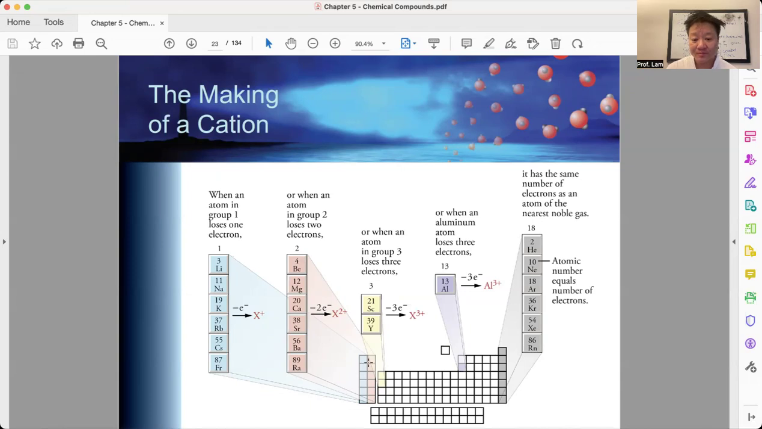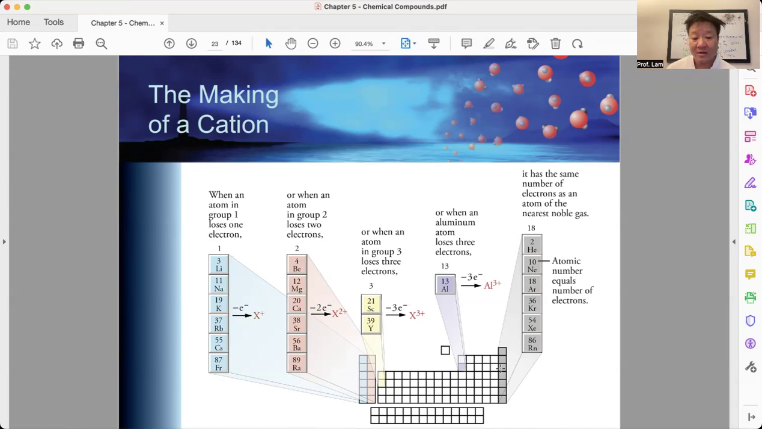How about group 2? Now you're at the second column of the periodic table. Again, ask yourself, what is the quickest way to the noble gas, left or right? Well, you can see it's going to be left 2 spaces, 1, 2. So it's going to be losing 2 electrons. When you lose 2 electrons, you become 2 plus.